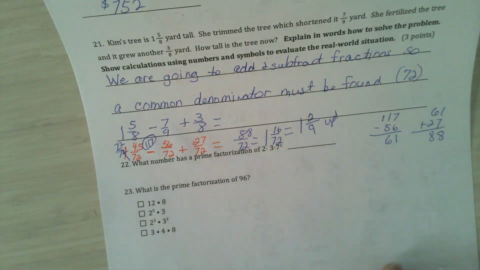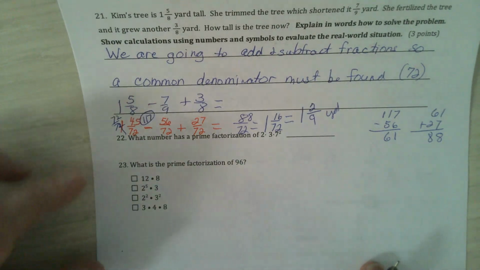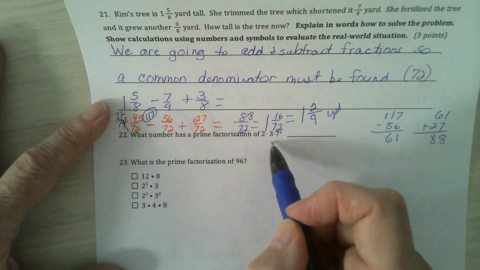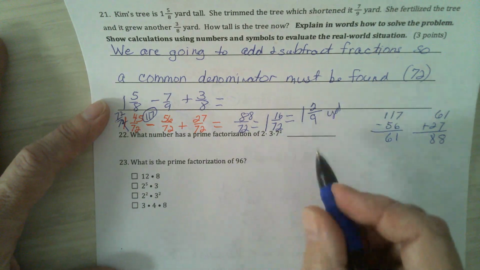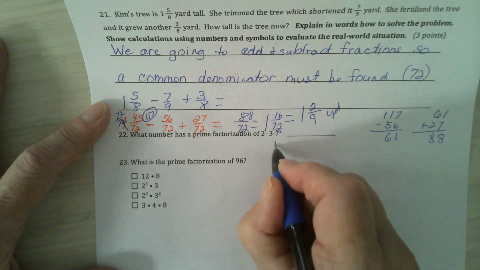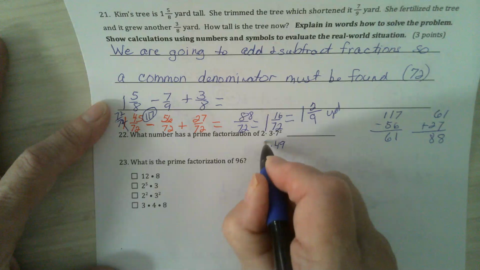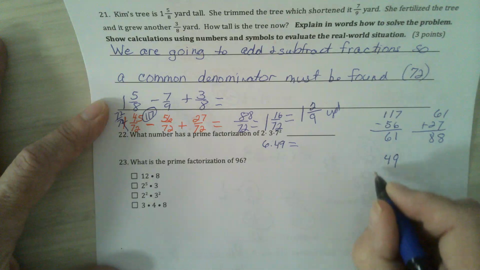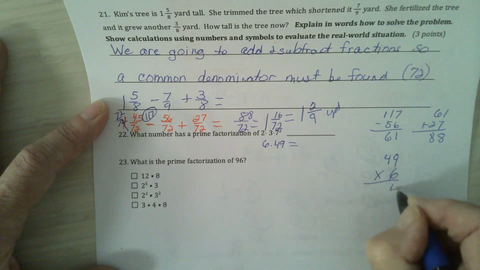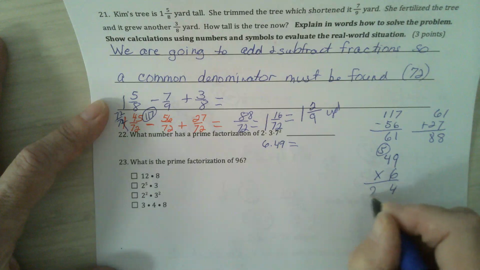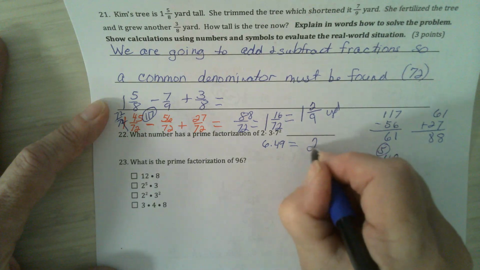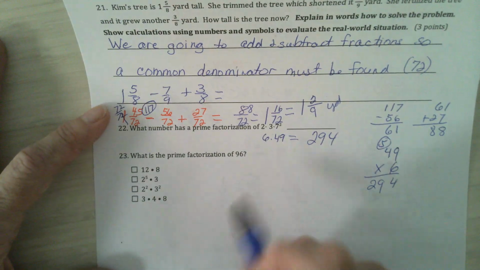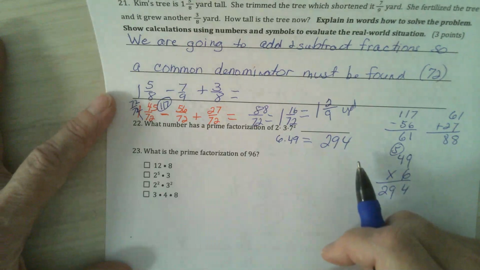Okay. Now, prime factorization is on your test. What number has a prime factorization of 2 times 3 times 7 to the second? Well, 7 to the second is 49. 2 times 3 is 6. 6 times 49 is 294. Did you get 294? Then, every year I have kids that get this wrong.